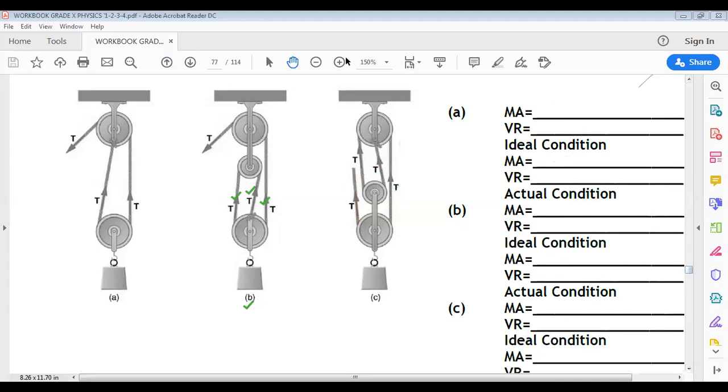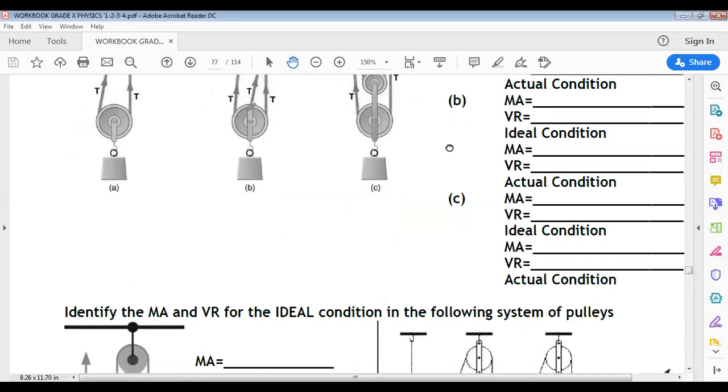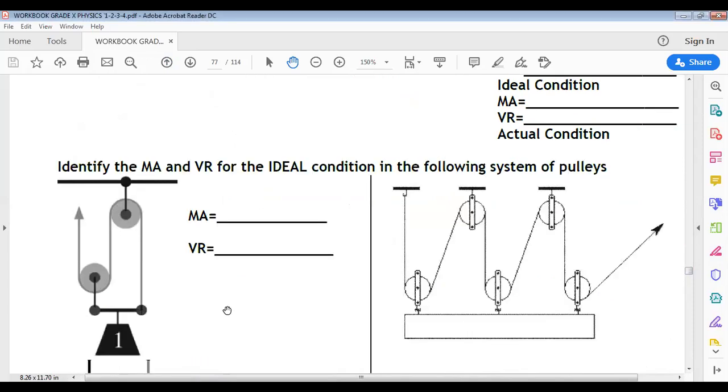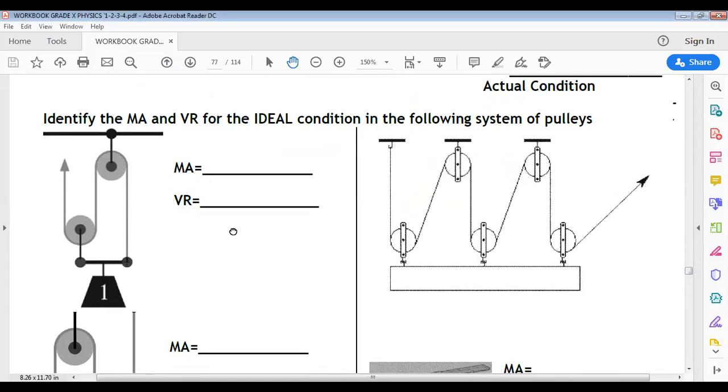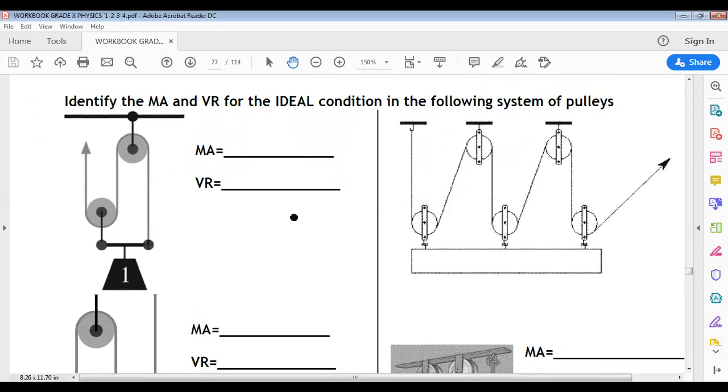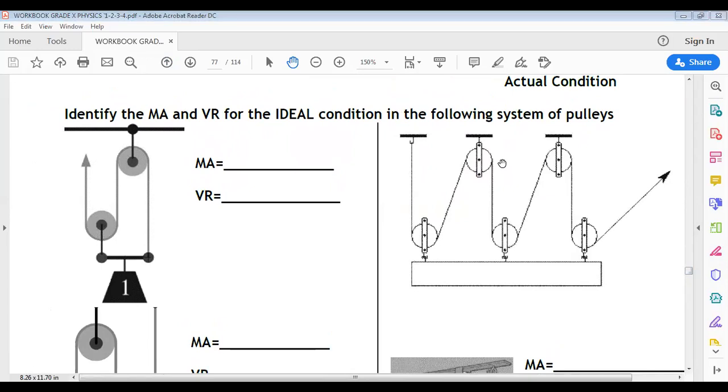Please copy this. Now, more tricky questions. Now, look at this. Identify the MA and VR for ideal condition in the following system. So, my first question is this one. I'm talking about this system.